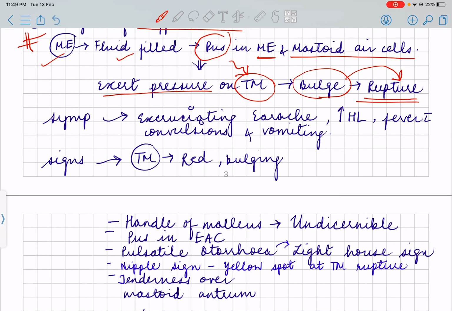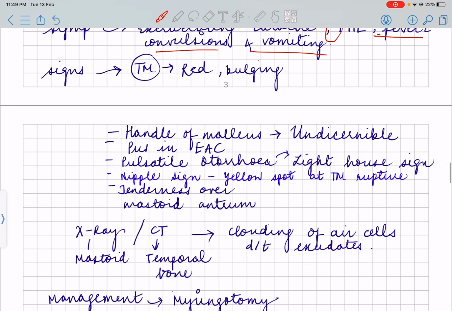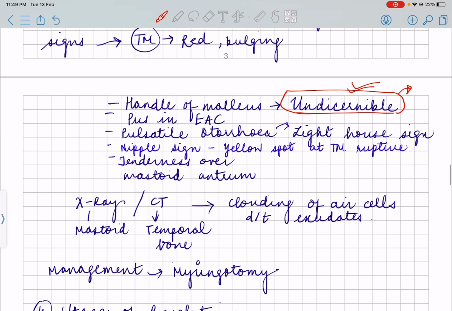The symptoms include excruciating earache, a high degree of hearing loss, and fever, which might be associated with convulsions and vomiting. The signs include redness and bulging of the tympanic membrane. The handle of malleus will be undiscernible. Now, why will the handle of malleus be undiscernible? That's because the TM has bulged to such an extent that it appears as if it has engulfed the handle of malleus. And so, the handle of malleus will be almost undiscernible on examination.